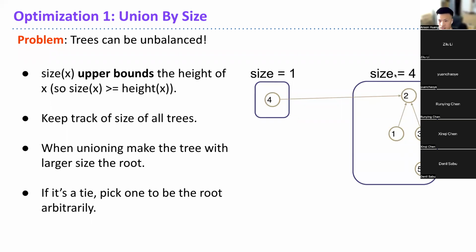In this case, this tree on the right has size 4. And 2 is the representative. So 2 is going to remain the representative because it's bigger than the tree that you're unioning by. And if it's a tie, you can just pick one to be the root arbitrarily in your code. It doesn't really matter if there's a tie.